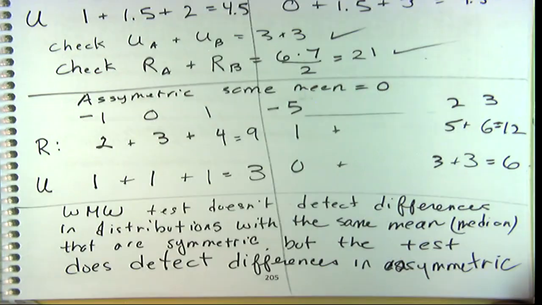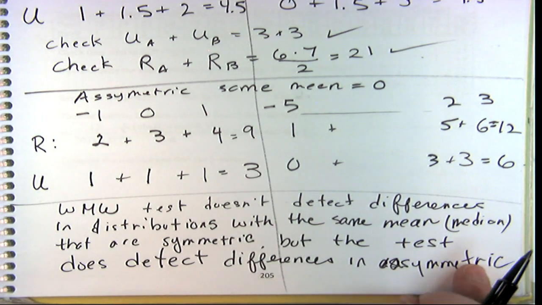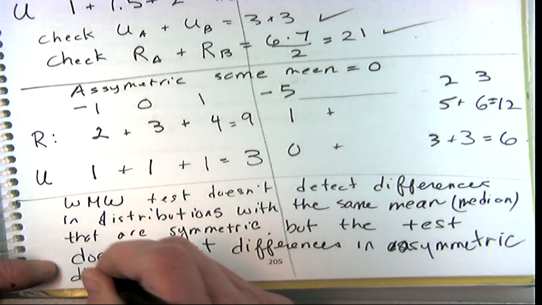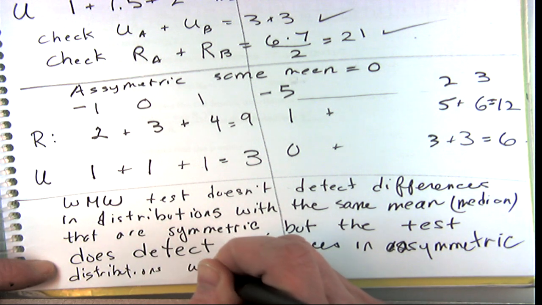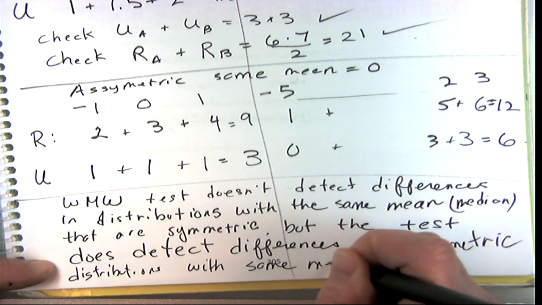Okay, anyways. But the test does detect differences in asymmetric distributions with the same mean. So it's a cool test.